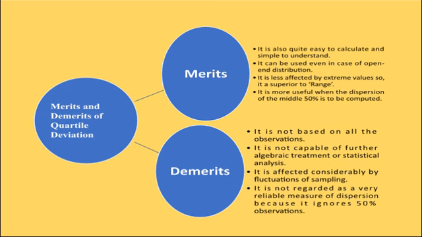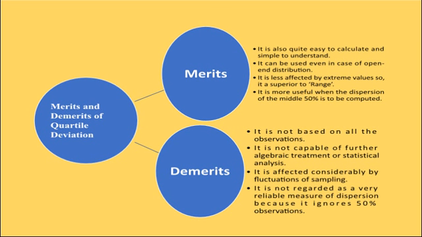Now let us discuss the merits and demerits of quartile deviation. The merits of quartile deviation are: first, it is quite easy to calculate and simple to understand. Second, it can be used even in the case of open-end distributions. Third, it is less affected by extreme values, so it is superior to range. Fourth, it is more useful when the dispersion of the middle 50% is to be computed.